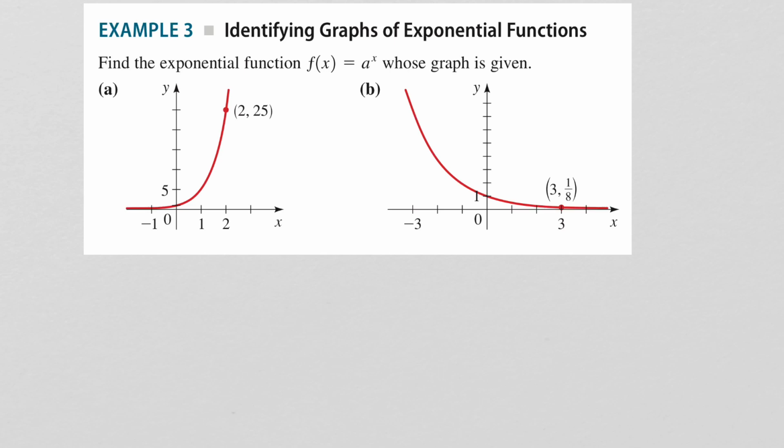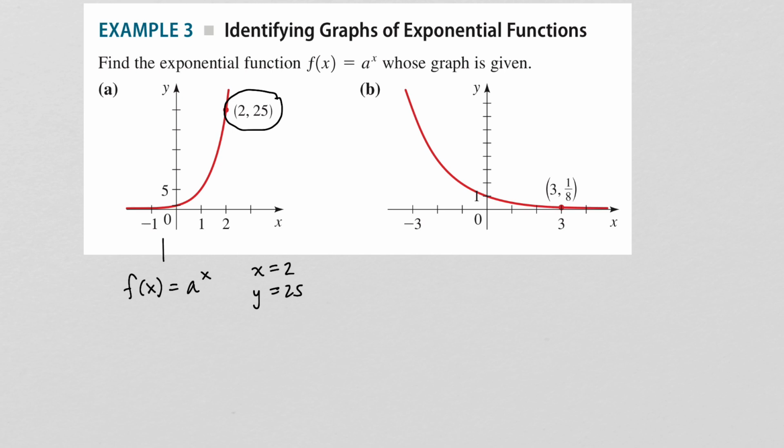So for the next example, we have two exponential functions here. They are both of the form f of x equals a to the power x. The graph is given, and we basically want to find the value of a, right? It says find the exponential function, which means we need to find the base. So if we know that f of x is equal to a to the power x, and in this example, we know that the point (2, 25) is on the graph. Keep in mind that that's x equals 2 and y equals 25.